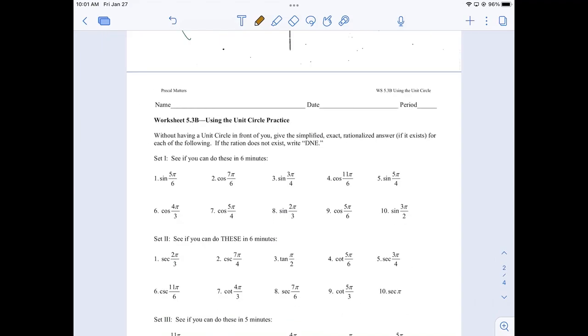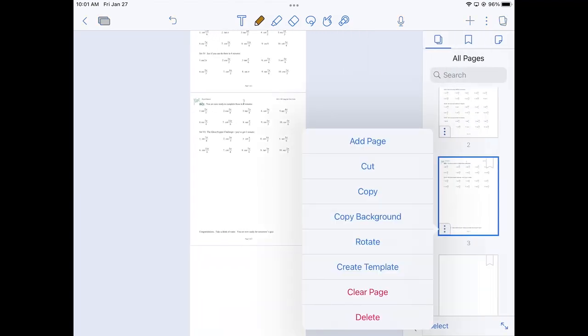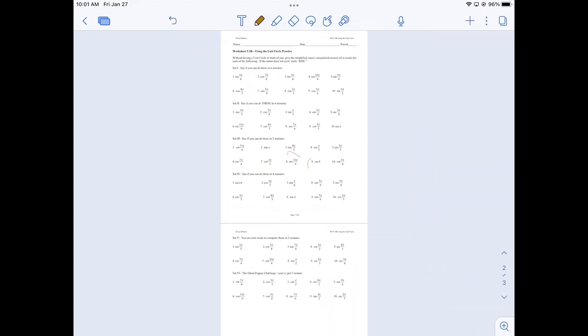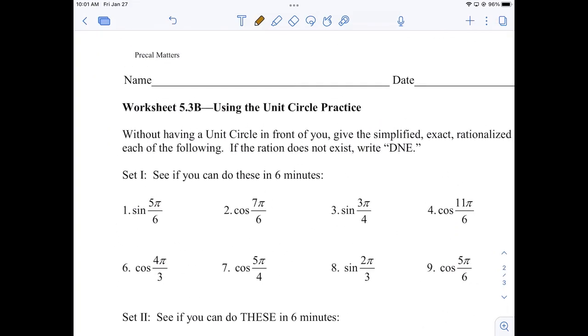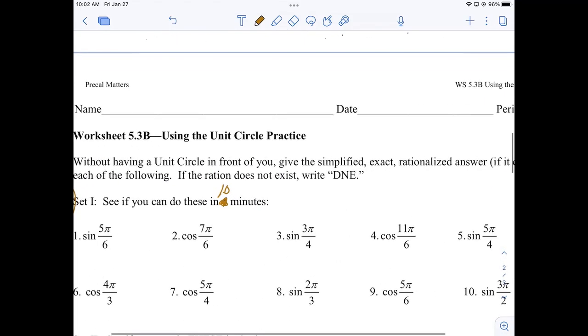All right, so if you look on here, there's all kinds of sets. There we go. So on Tuesday now, you're going to be taking a quiz very similar to this one. It says, see if you can do these in 6 minutes, but we're going to do them in 10 minutes. So you got 10 of them in 10, and notice they're all sine and cosine. All sine and cosine.